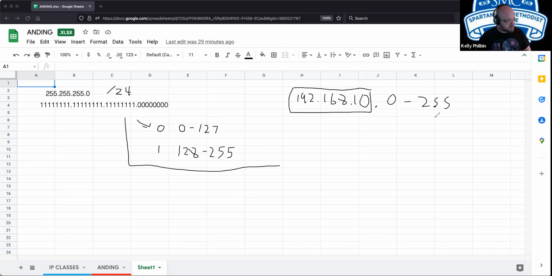Now, in that last number, we only have one octet. So we have 8 bits, and based on turning them on and off, we can only have 0 to 255. So that is our range, 0 to 255.